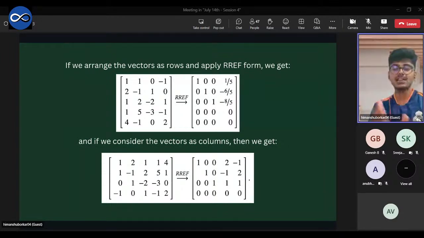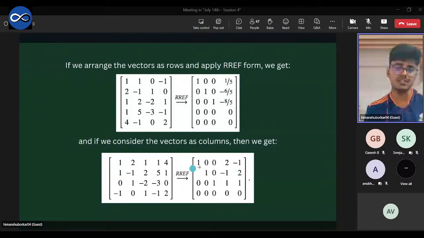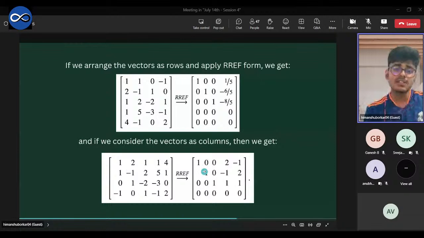We could take all the vectors as the rows. All the vectors as the columns, right? As we can see here, it has 5 columns and 4 rows as expected, and then take the RREF of this. The resultant is different.